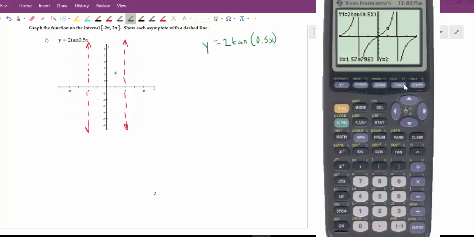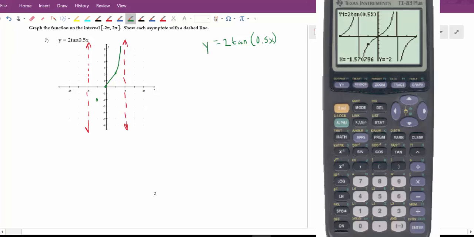Okay, if you trace at 0, you can even do a table of values if you want to, then that's the point 0, 0. You can trace at -pi over 2, and then that'll give -2. And then you can go through and just kind of sketch in the graph like that.